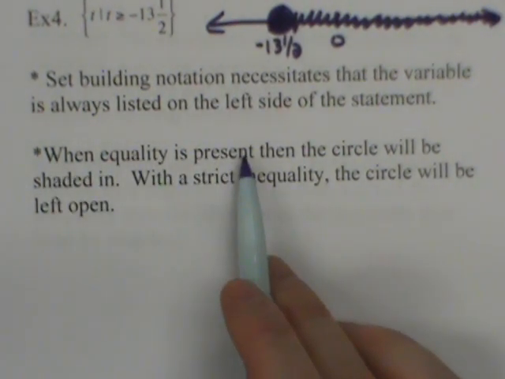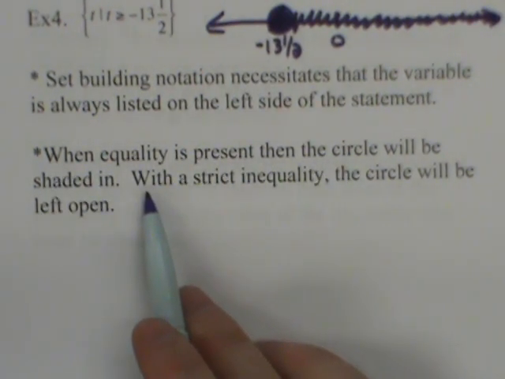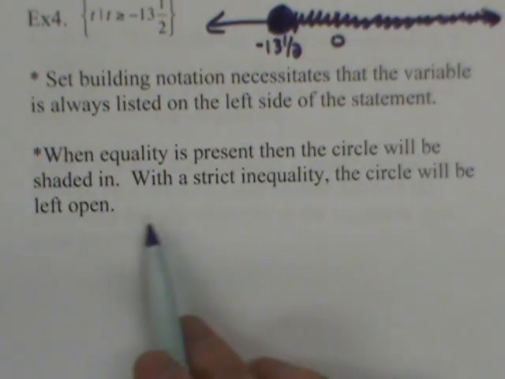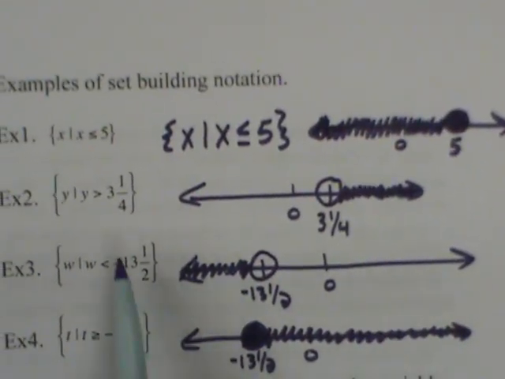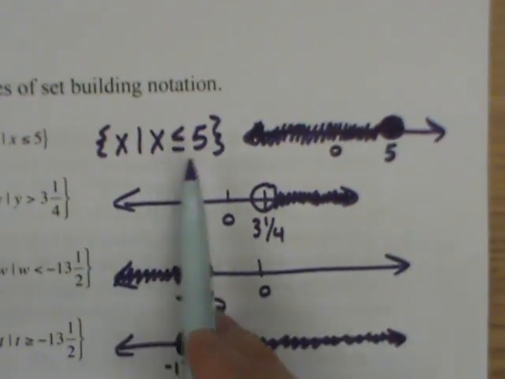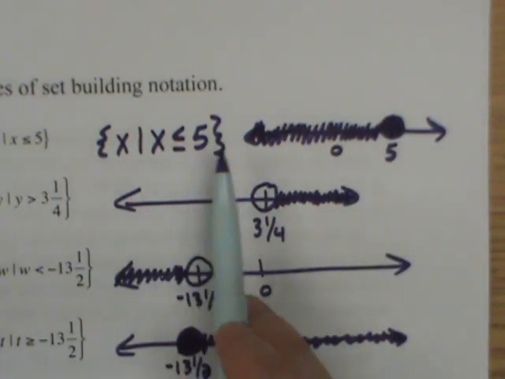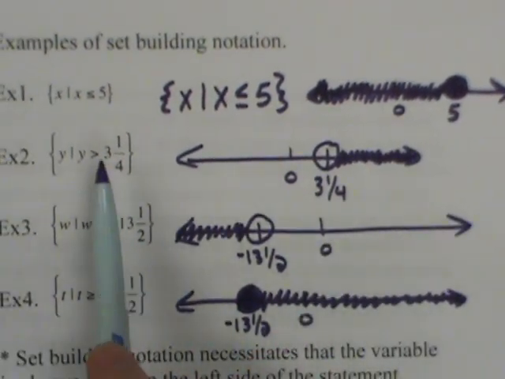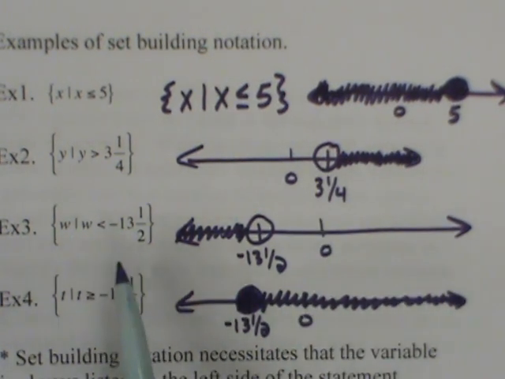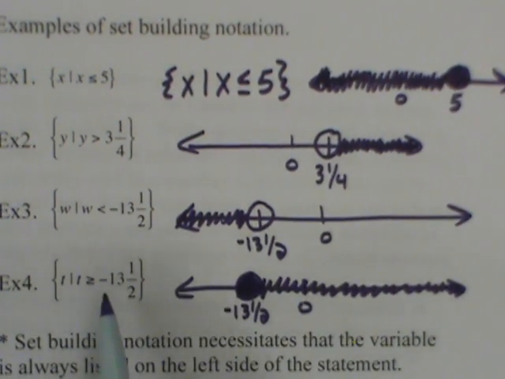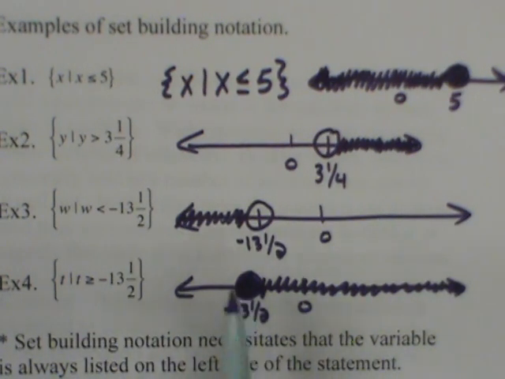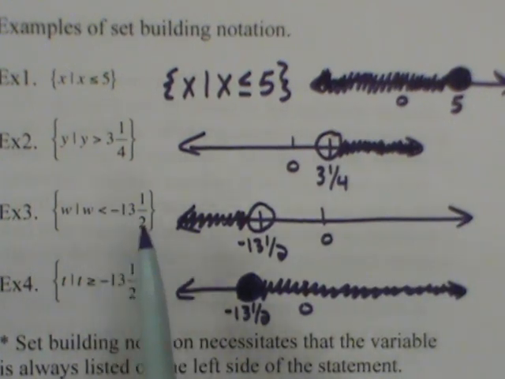When equality is present, the circle can be shaded in. With strict inequality, the circle can be left open. And that's what I'm talking about here. When you have the equals, it's shaded in. When it's a strict inequality, it just says strictly greater than, then it's an open circle. Strictly less than is an open circle. Greater than or equal to means it's shaded in. Equality, the extra little mark, means you include the circle, you color it in. Strict inequalities are left open.